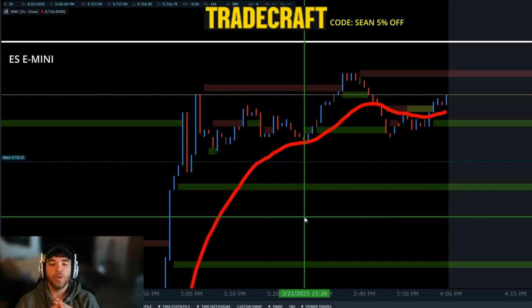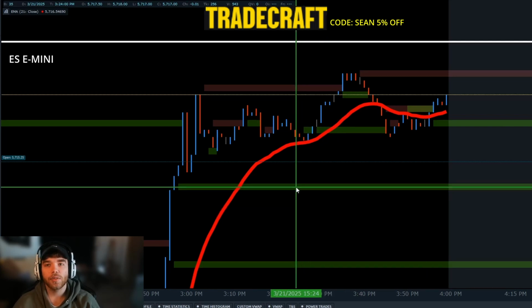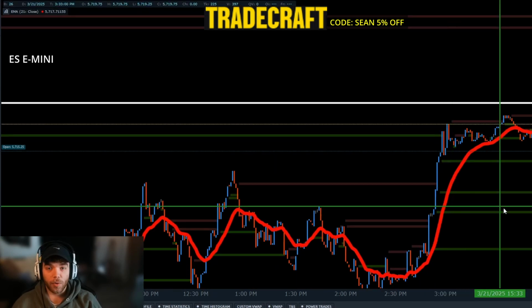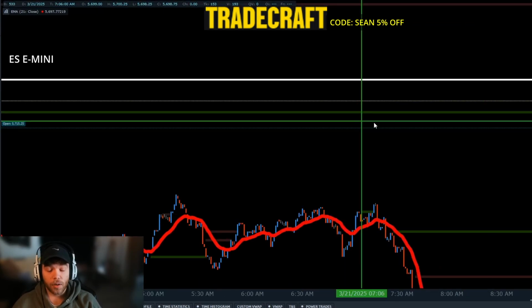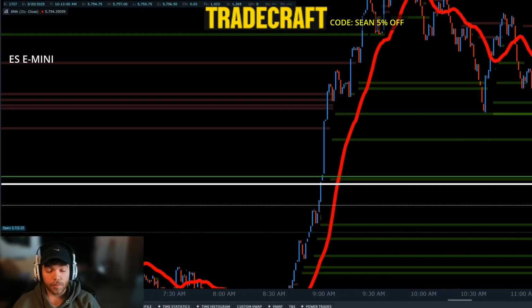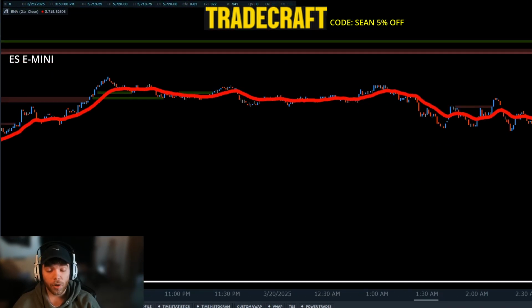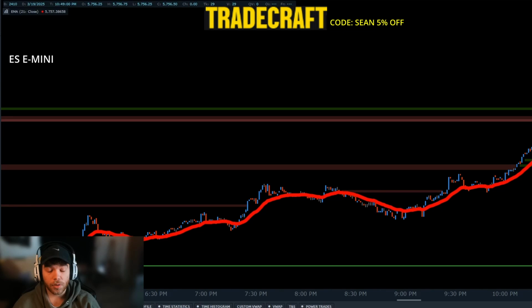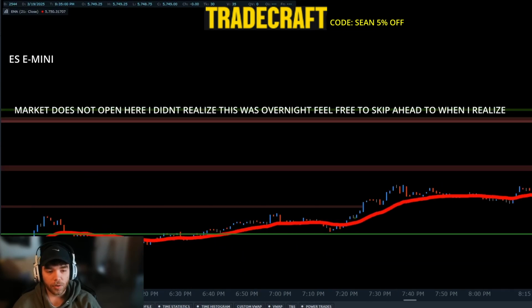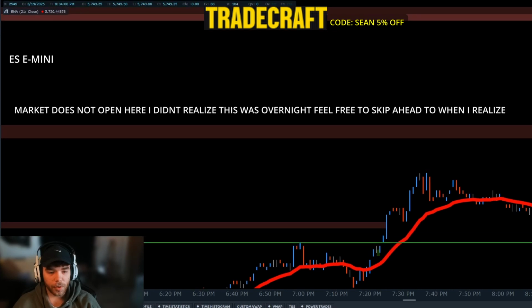So what I'm going to do is go through bar by bar and show you what this looks like. And I'm just going to scroll back as far away as I can and see what price action looks like. And I'm going to go to the market open. So if it's on the ETH session, I'm going to go to the market open. All right, so market opens right here. So I'm just going to zoom in.